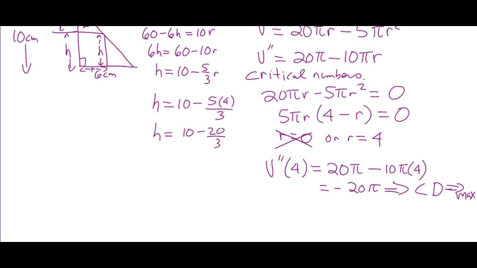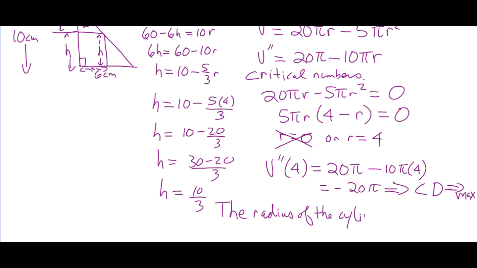Right, let's put it all together. So 30 minus 20 over 3. So the radius of the cylinder is 4 centimeters, and its height is 10 thirds of a centimeter. Close enough, 3 1/3.